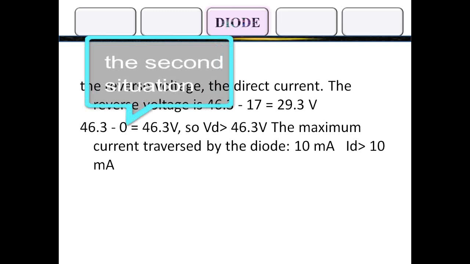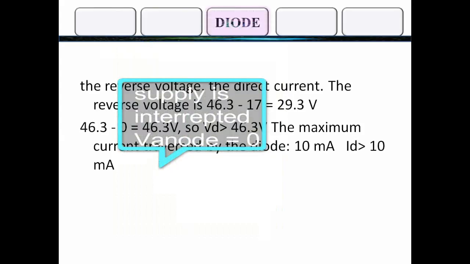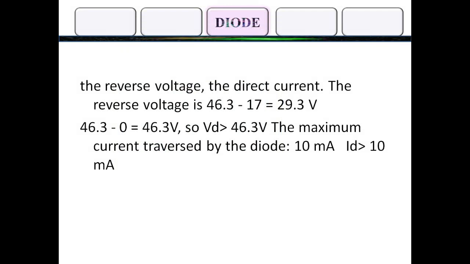So the reverse voltage of the diode must be higher than 46.3 volts, and of course the direct current must be more than 10 milliamperes. So on the basis of the two situations, the situation where the supply switches from 47 to 17 volts, and the second situation where we have an interruption of supply, that means in a period we have 0 volts at the anode of this diode, we have the maximum voltage 46.3 volts, and a current of more than 10 milliamperes.